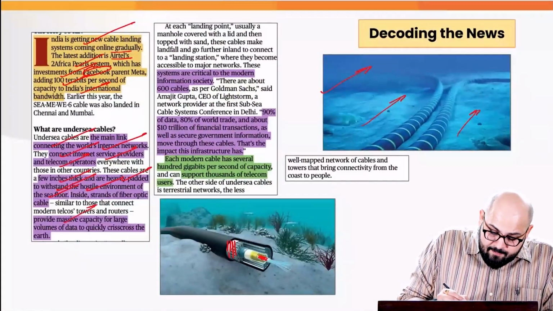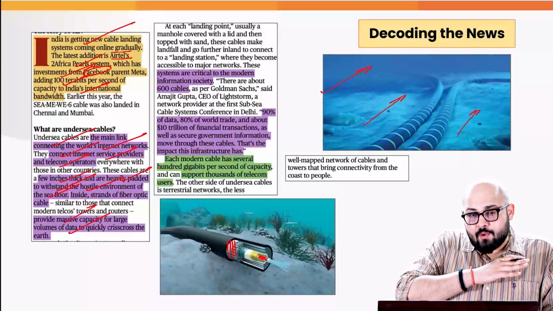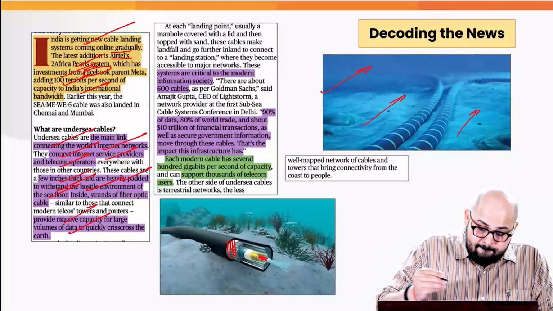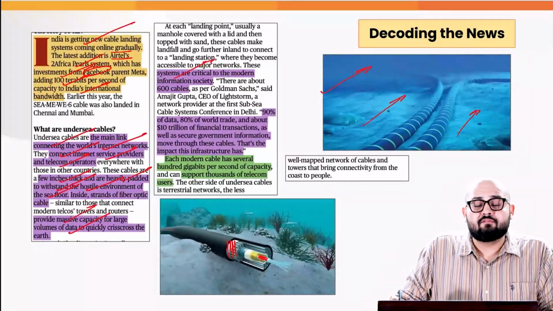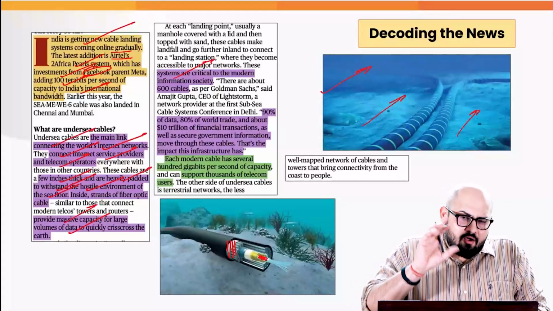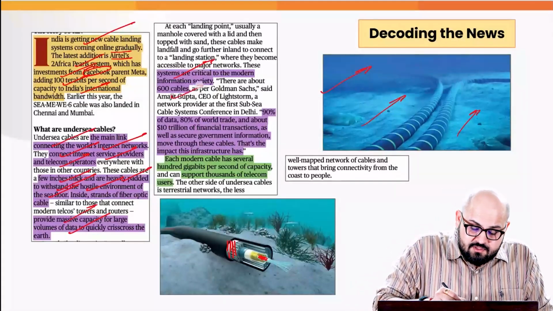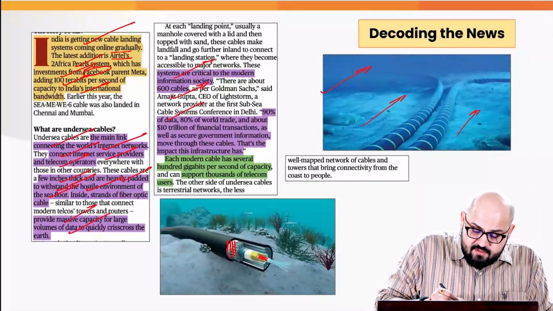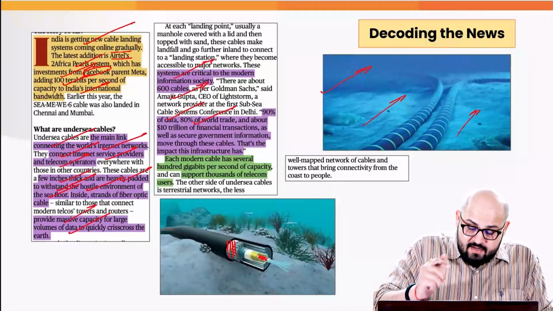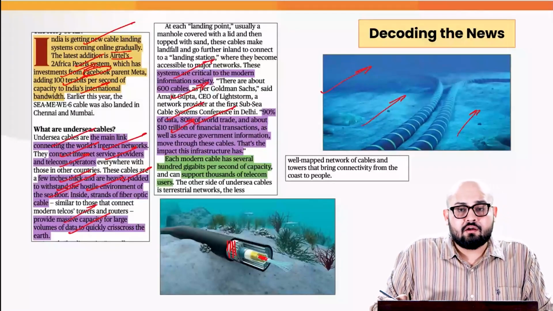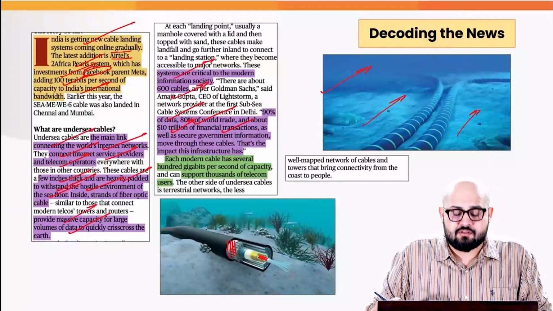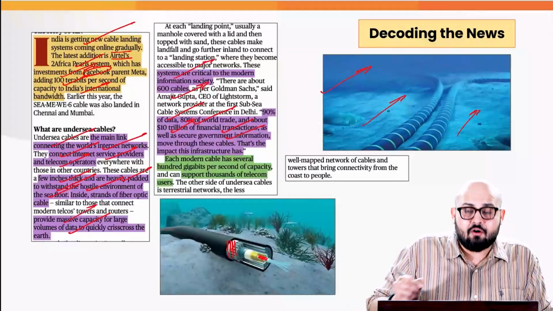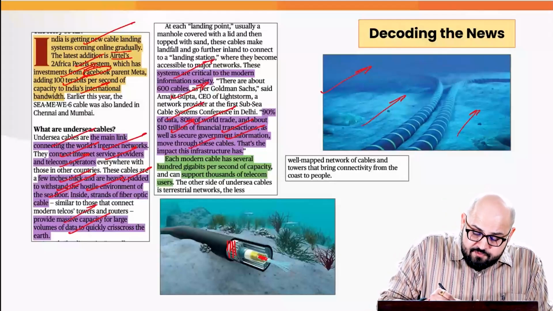They provide massive capacity for large volumes of data to quickly crisscross the earth. These systems are critical to the modern information society, and according to our particular estimates, we have almost 600 cables as of now in the overall world. 90% of the data, 80% of the world trade, and about $10 trillion of financial transactions, as well as secure government informations, move through these cables.